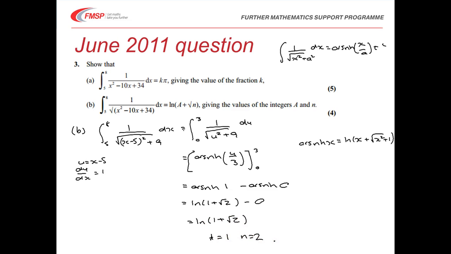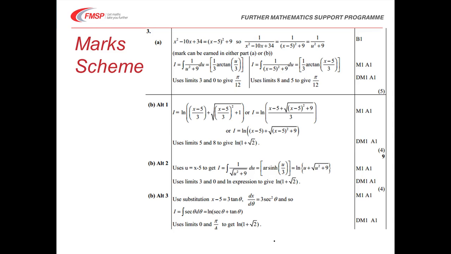And if we just look at the mark allocation for that, again it's similar to the first part because we've already done completing the square. We've already seen something similar, so there's one less mark for this, but using the limits correctly. And then of course in this case you need to use that log expression for inverse sine at some point if you're using that particular method.